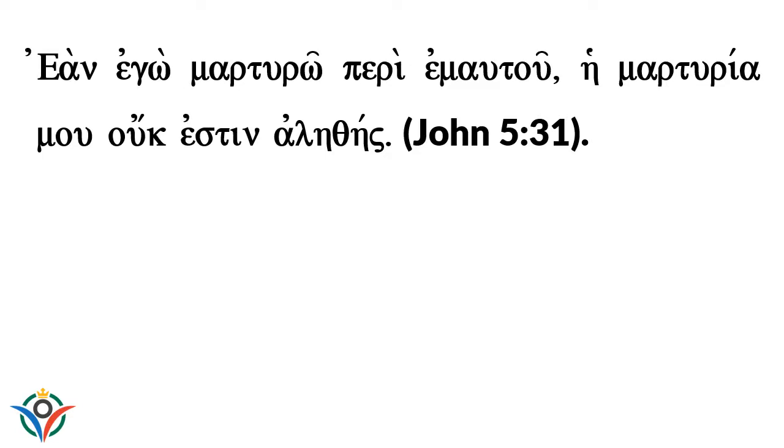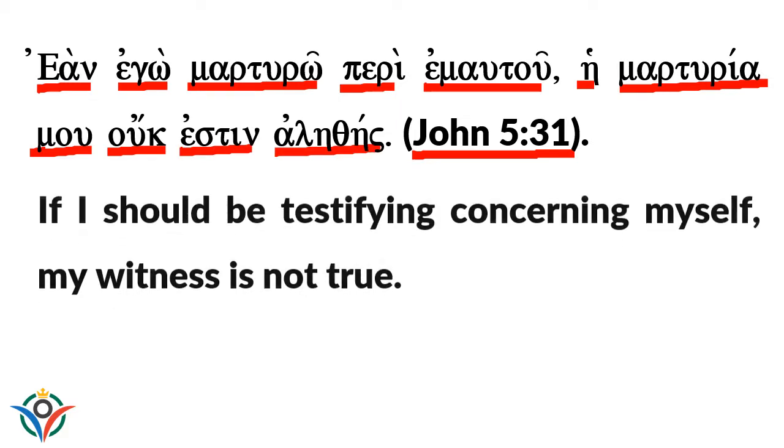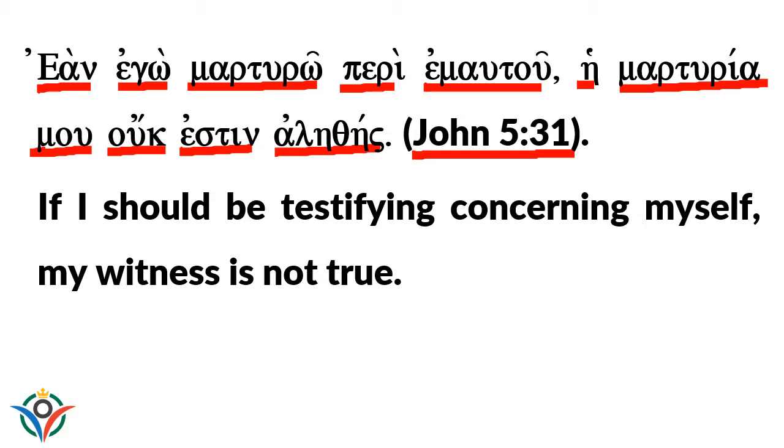So our first translation example is actually a scripture that comes from John 5 verse 31. So the Greek reads, Ean egō marturō peri emautou hē marturia mou ouk estin alēthēs. So we could translate this as, if I should be testifying concerning myself, my witness is not true.